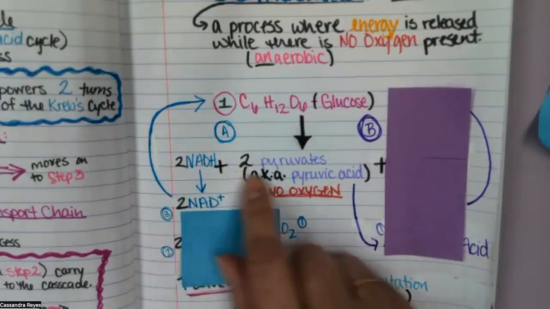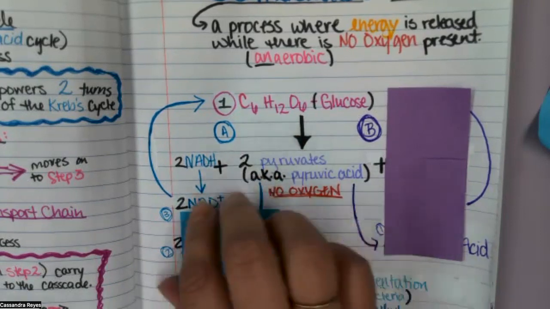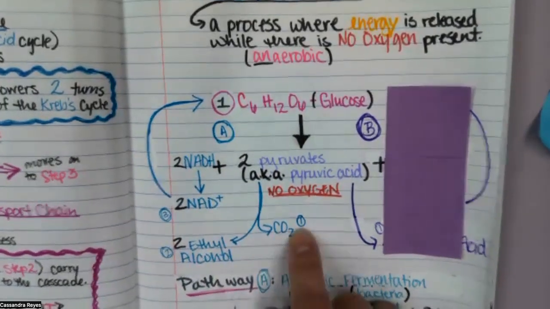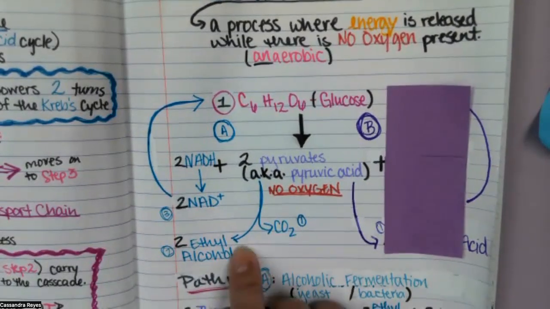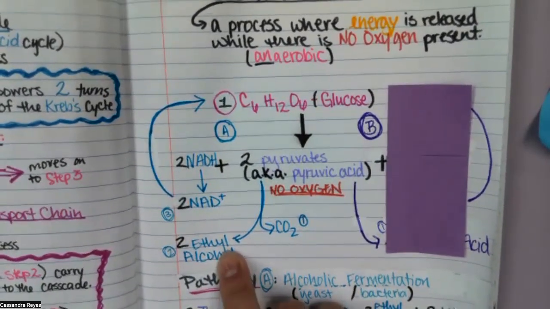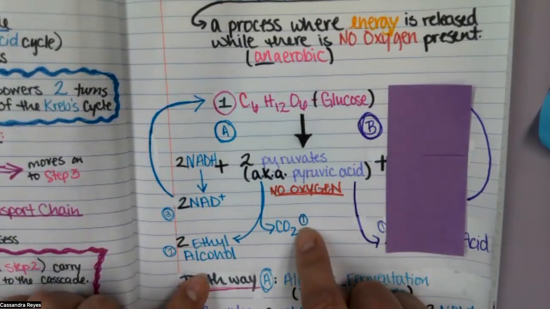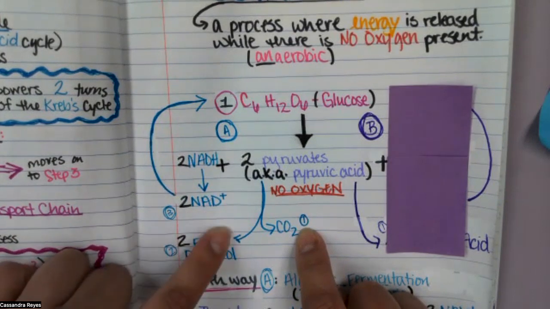Now, when it's charging this whole process, the two things that we're trying to make, technically three, the two things that we're trying to make here are carbon dioxide and ethyl alcohol. Okay. Now, technically there are three products here. So CO2, ethyl alcohol, and NAD plus.